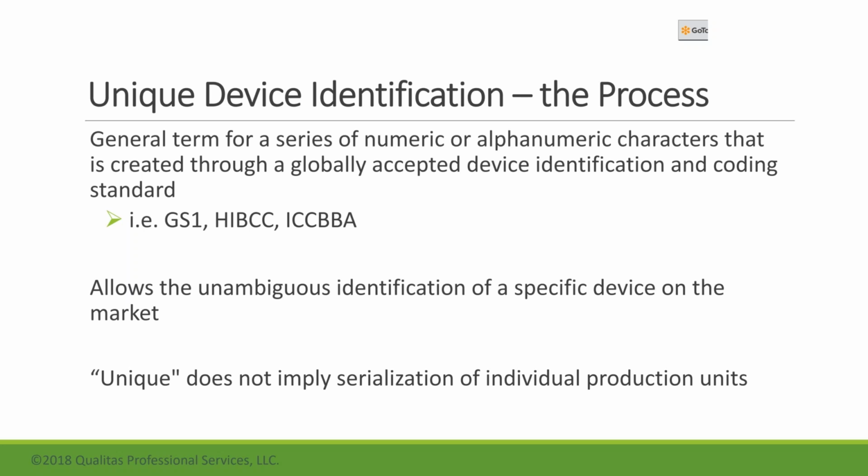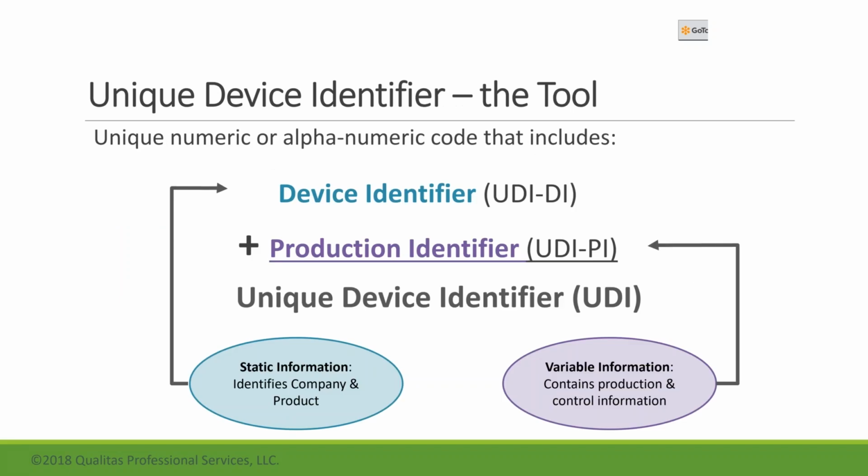And it's important to understand that unique does not imply serialization. Serials will come into play as a part of UDI, but unique does not mean that every device out there has to have a serial number. So we're going to talk about UDI as the unique device identification process. We are also going to talk about UDI as unique device identifier, or the actual tool that is used for this identification.